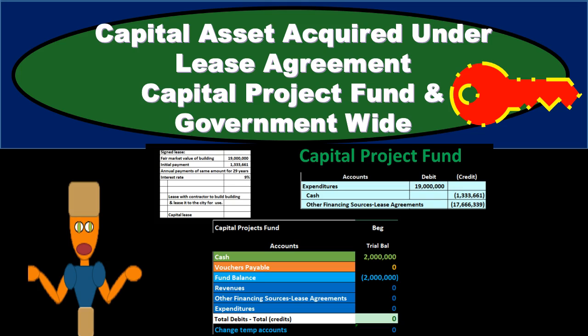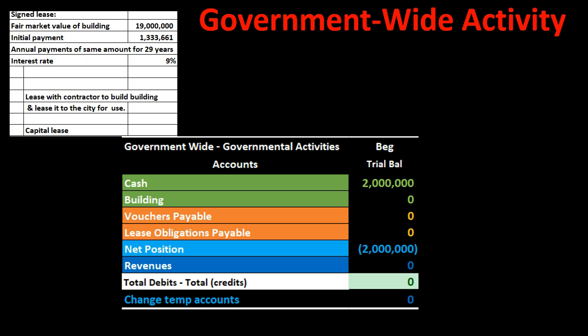In this presentation, we will take a look at an example problem of a capital asset acquired under a lease agreement. We're going to look at the capital project fund and the government-wide activities. We'll start off with the government-wide activities because that will be on an accrual basis as opposed to the capital project fund, which will be on the modified accrual basis.